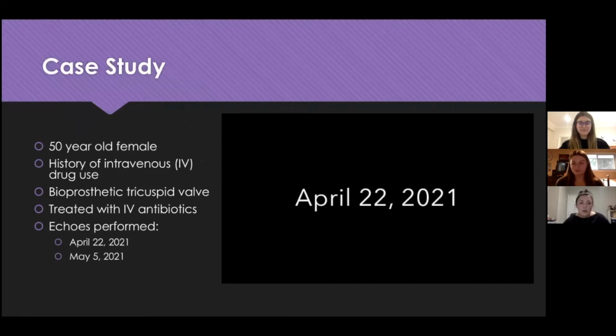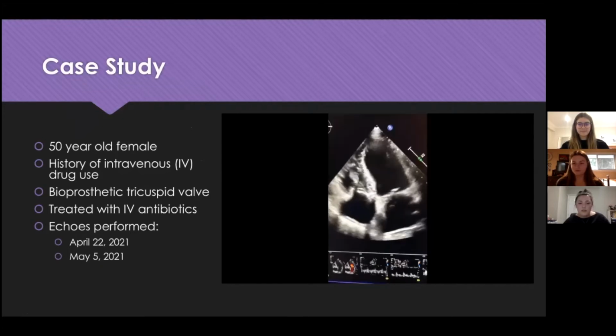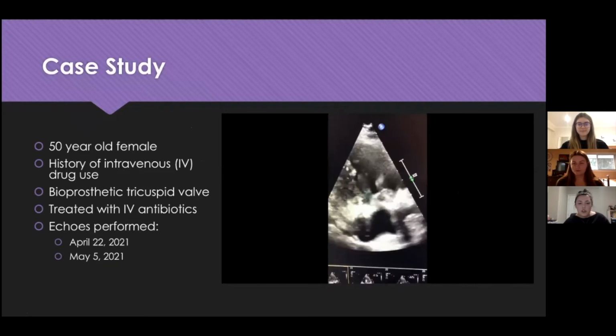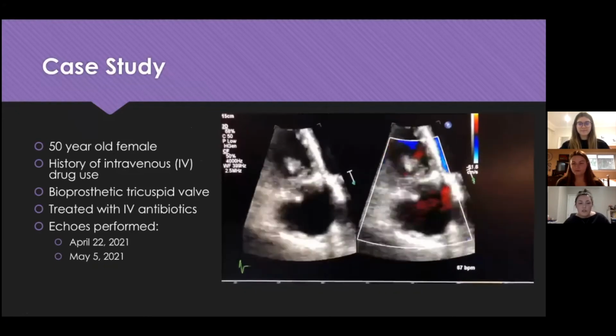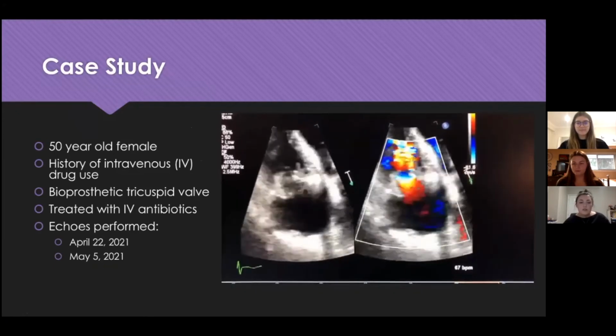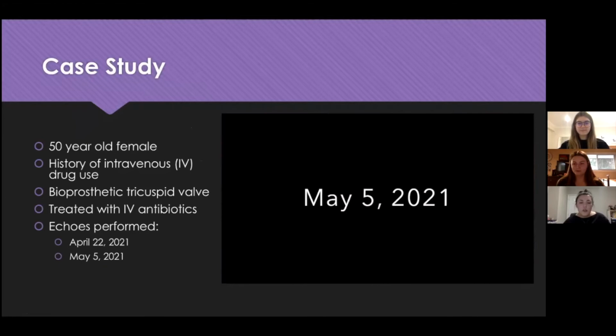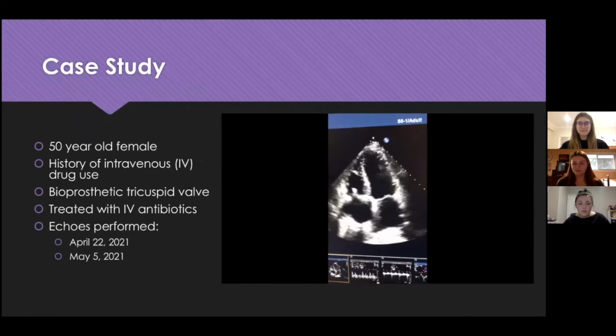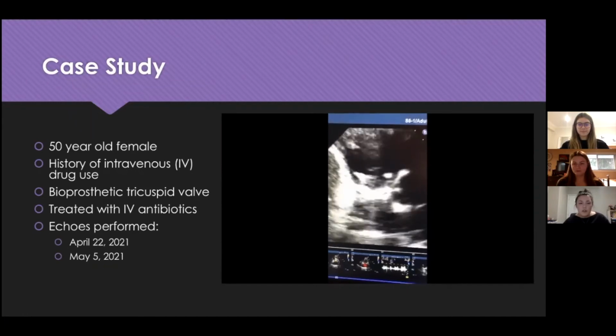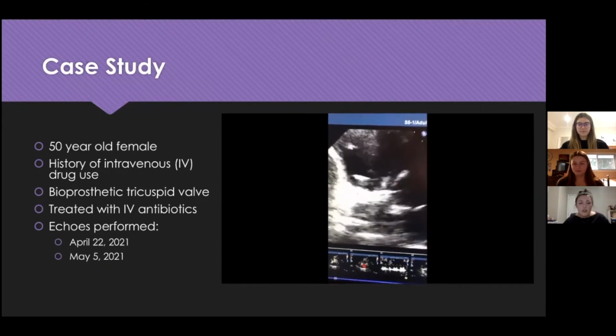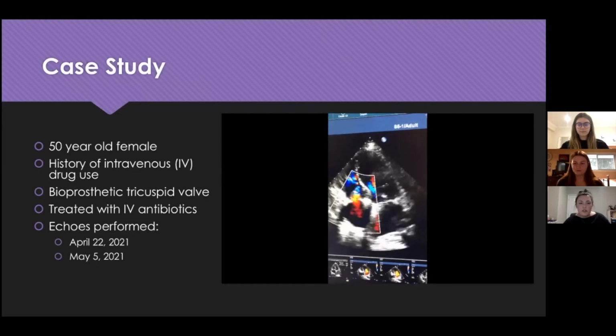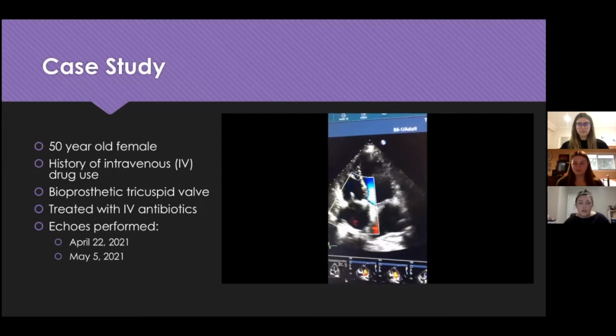She was scanned twice, first on April 22nd. As you can see, the vegetation is on the tricuspid valve. And she had a follow-up scan on May 5th. As you can see, the vegetation is much smaller, and there's just a little residual vegetation left. We chose to show you this case just to demonstrate the relevance of this in our careers as echo techs.